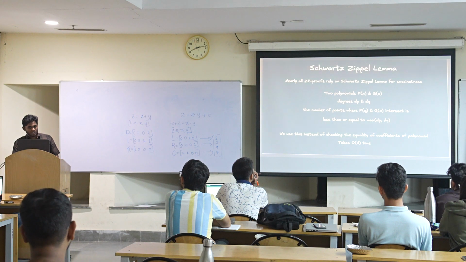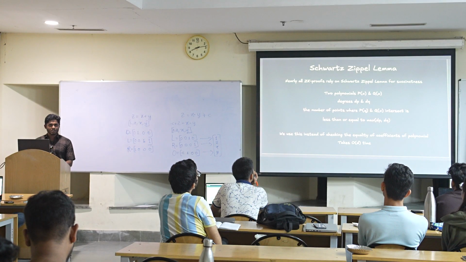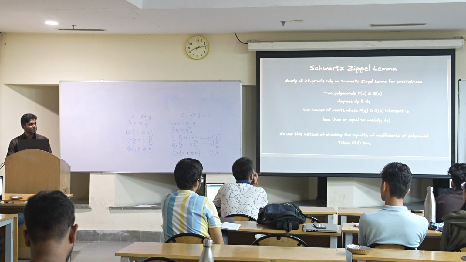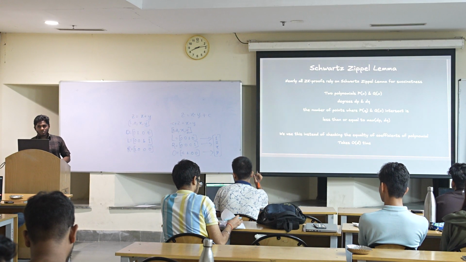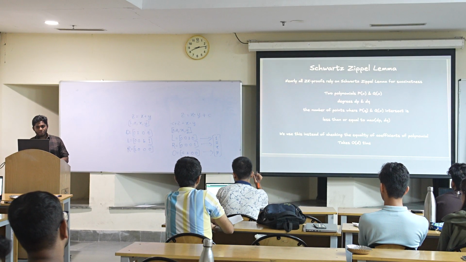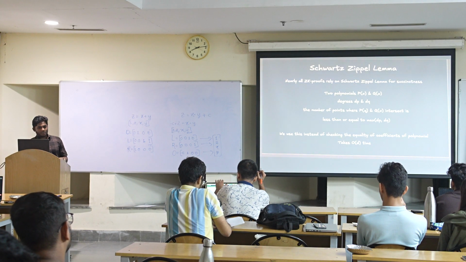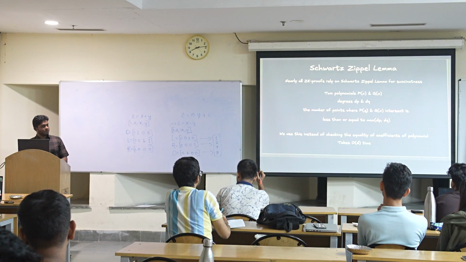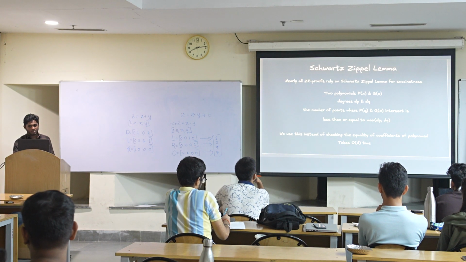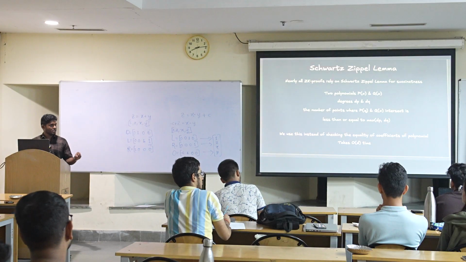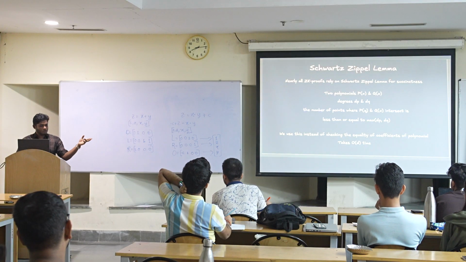Let's take a look at the Schwarz-Zippel lemma. This is the most important theorem used in succinct proofs, because this is what makes the proof succinct. That's why nearly all ZK proofs rely on the Schwarz-Zippel lemma for succinctness. We have 2 polynomials, Px and Qx, and their respective degrees are dp and dq. The number of points where Px and Qx intersect is less than or equal to the maximum of dp and dq. Take a minute to comprehend this. I'll show you an example also.